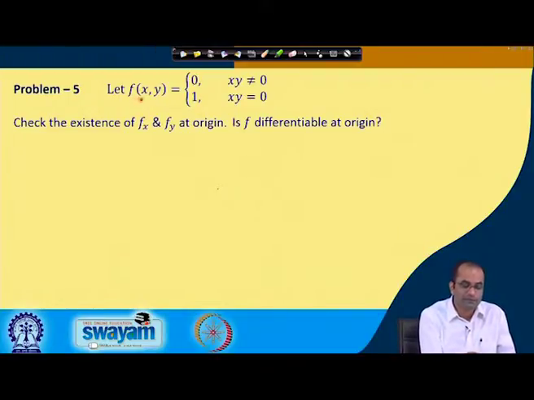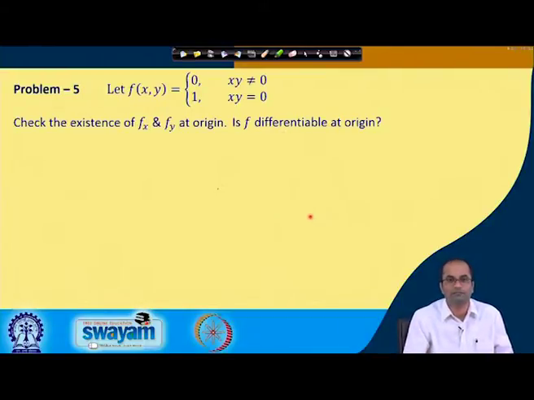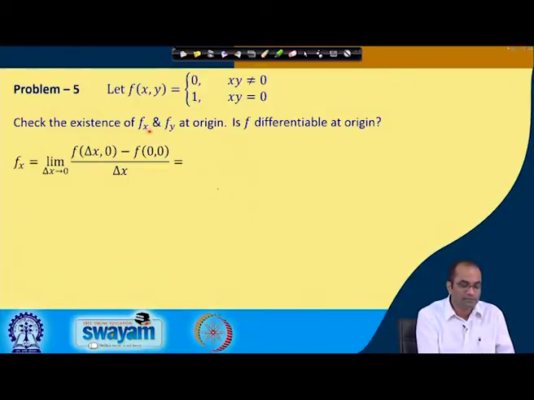Another example here: f(x, y) is defined as 0 when xy is not equal to 0, and when the product xy is 0, then this function is 1. We want to check the existence of f_x and f_y at the origin, and we also want to know whether the function is differentiable at the origin or not. To get the existence of f_x and f_y at the origin, we use this fundamental definition of the derivative.